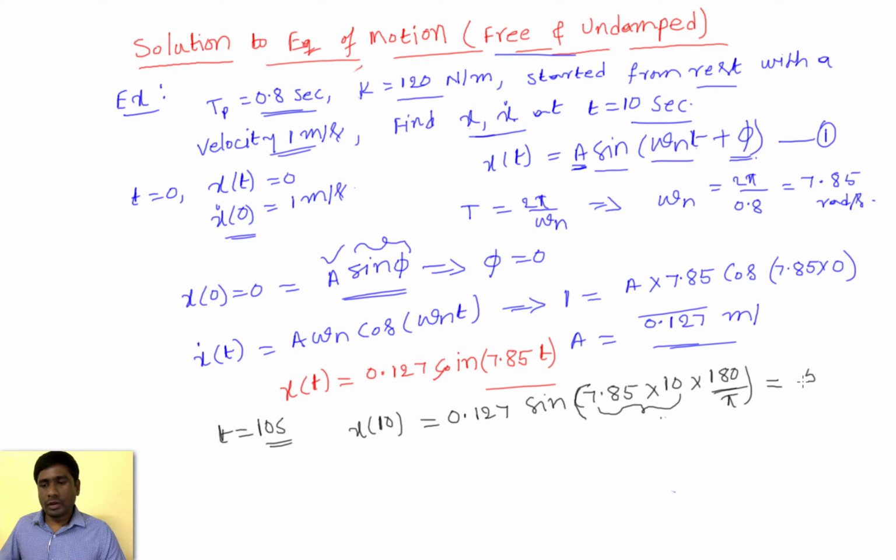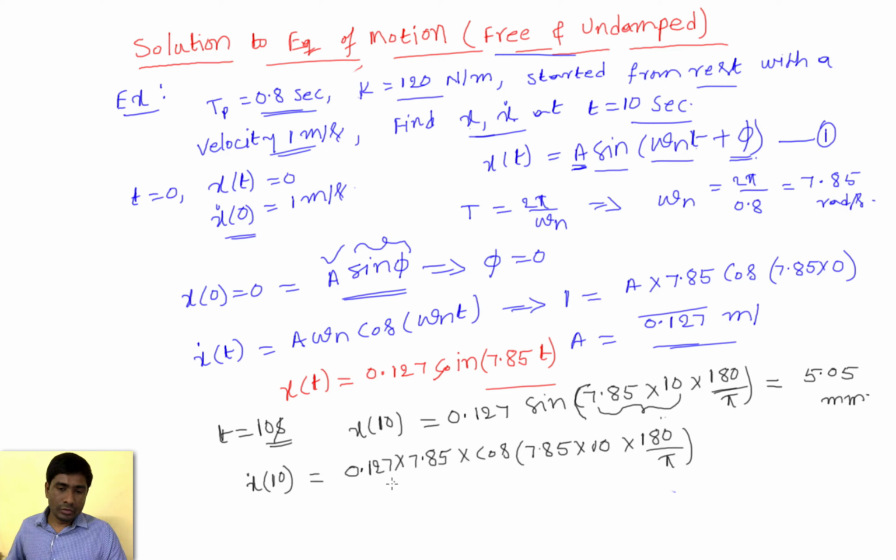So by differentiating this one, here also I have converted radians into degrees by multiplying by 180 by pi, and here this is omega n, so we will get this value as minus 0.996 meter per second. This is in meter per second.